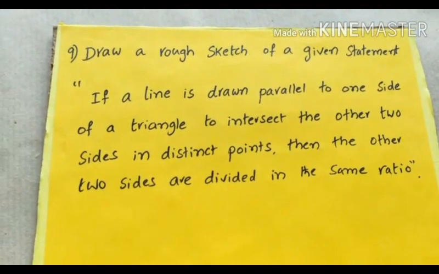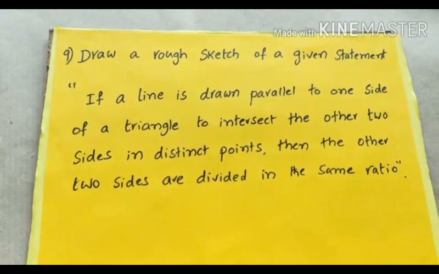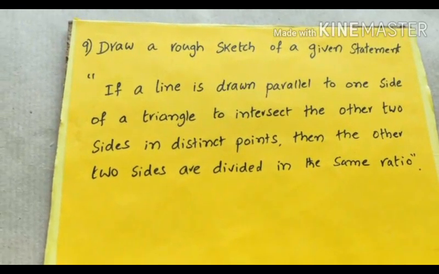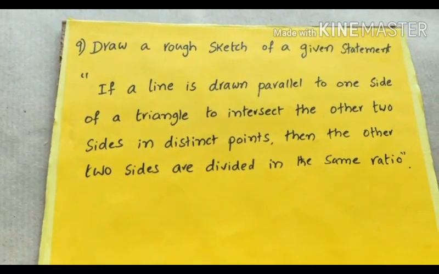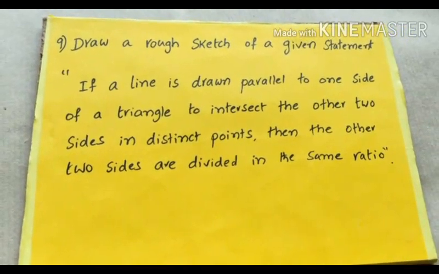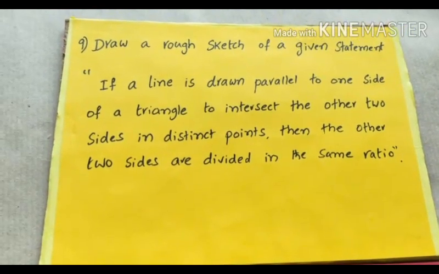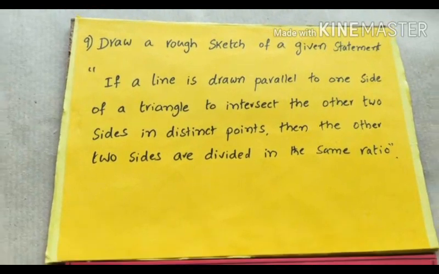9th question, draw a rough sketch of a given statement. If a line is drawn parallel to one side of a triangle to intersect the other two sides in distinct points, then the other two sides are divided in the same ratio. This is Thales theorem or basic proportionality theorem.